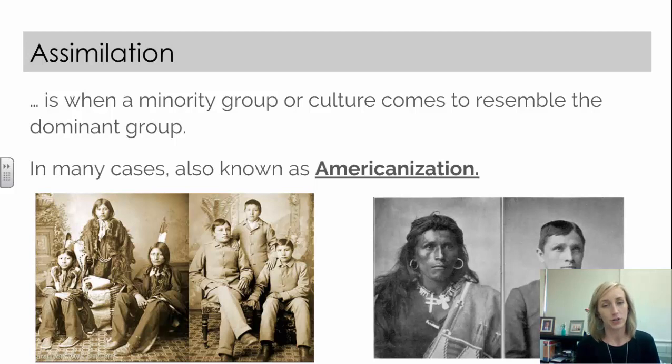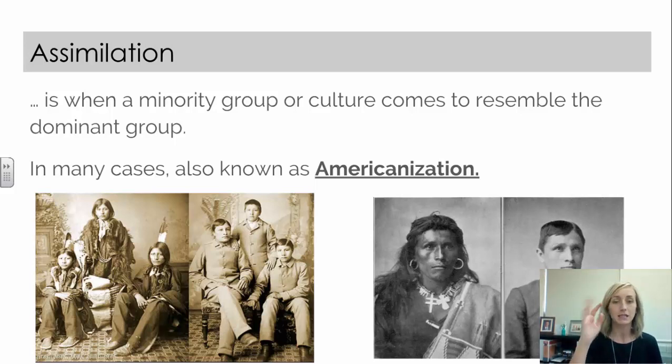Assimilation is the other vocab term that you need to know. This is when a minority group or culture comes to resemble the dominant group, right? The minority group is the not as strong group, which was obvious during this time because Native Americans stood no chance against European settlers' guns and other means of doing lots of damage. So that minority group of American Indians came to resemble American European settlers.